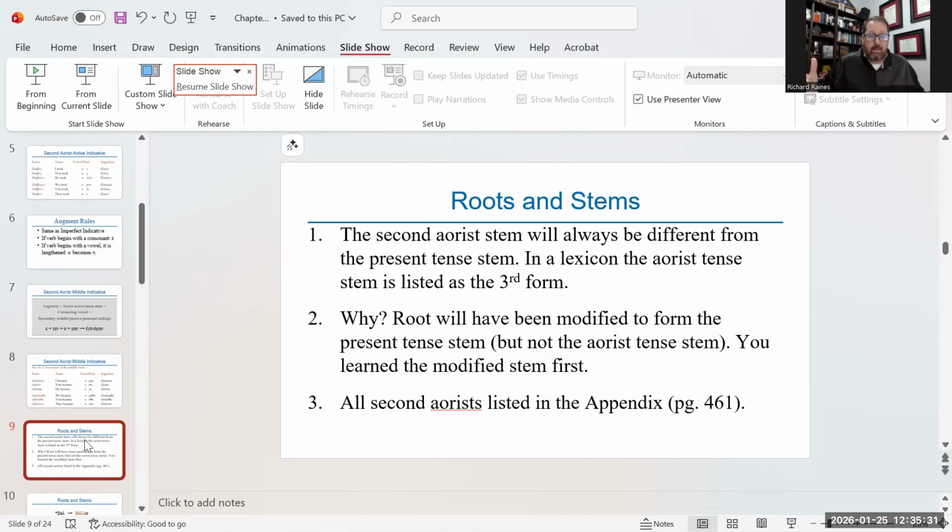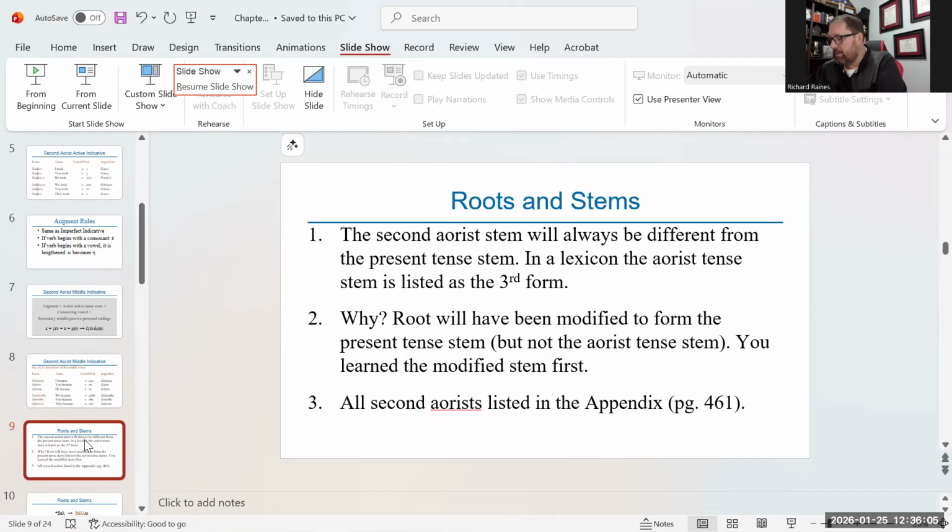The reason, and this is what I alluded to earlier, is because you've been learning the modified stem. So you learned the modified stem first. It's not that we are changing the stem for the aorist. We're backing up and punting a little bit, and we're learning the unmodified stem first. It doesn't matter, that's all semantics. Point is, it's a different stem than you're used to, and the only way through it is to memorize it. That's the only way through it.